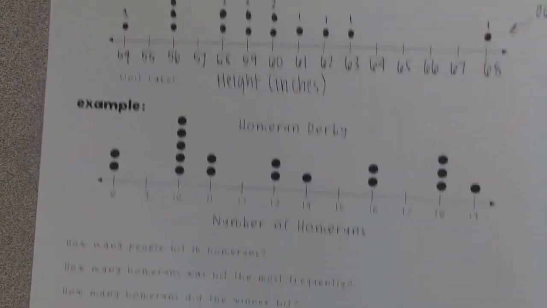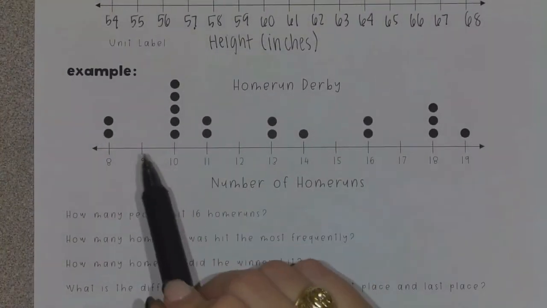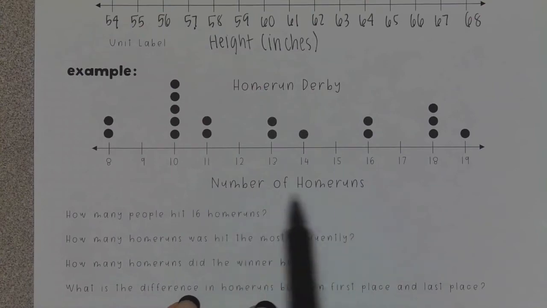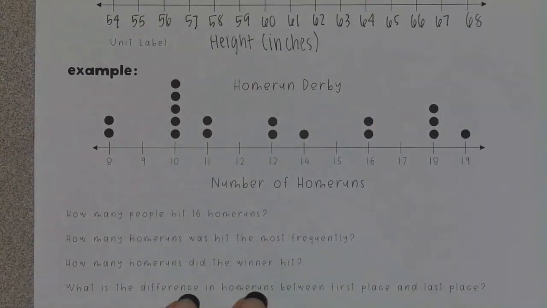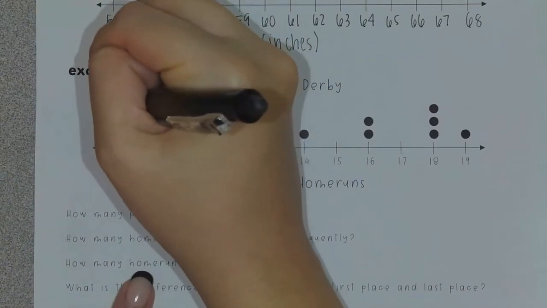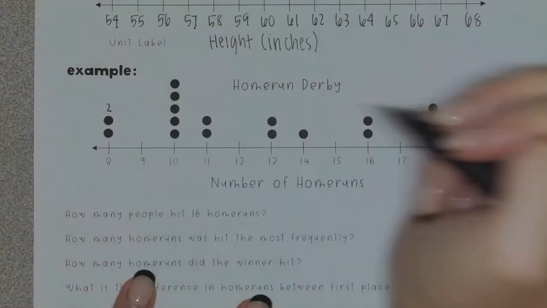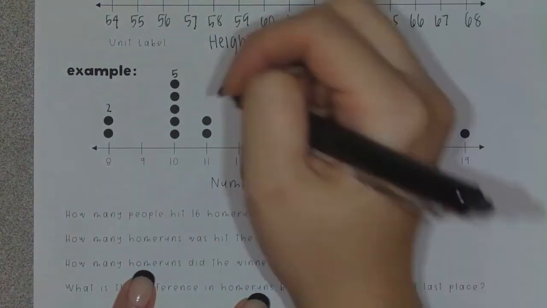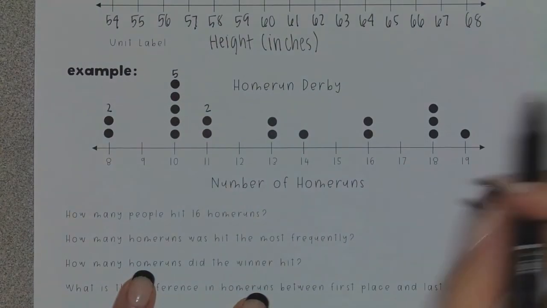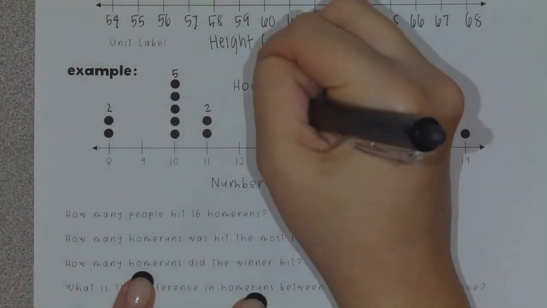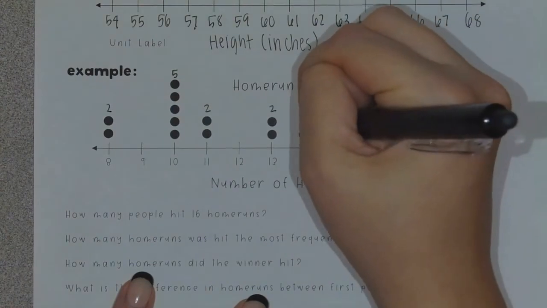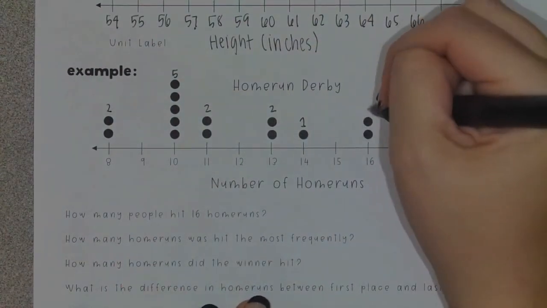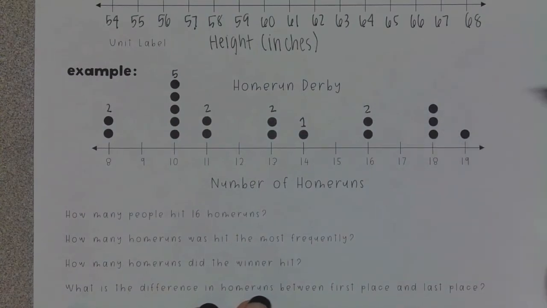So let's do an example together about our home run derby. Our number line is telling us the number of home runs. So I'm going to go ahead and label my dot plot. I see that 2 people hit 8 home runs. No one hit 9. 1, 2, 3, 4, 5 athletes hit 10 home runs. 2 athletes hit 11 home runs. No one hit 12. 2 hit 13. 1 hit 14. No one hit 15. 2 people hit 16. No one hit 17. 3 people hit 18, and 1 person hit 19.